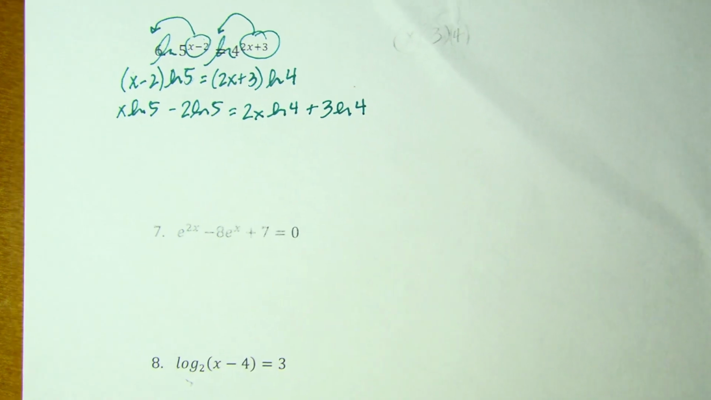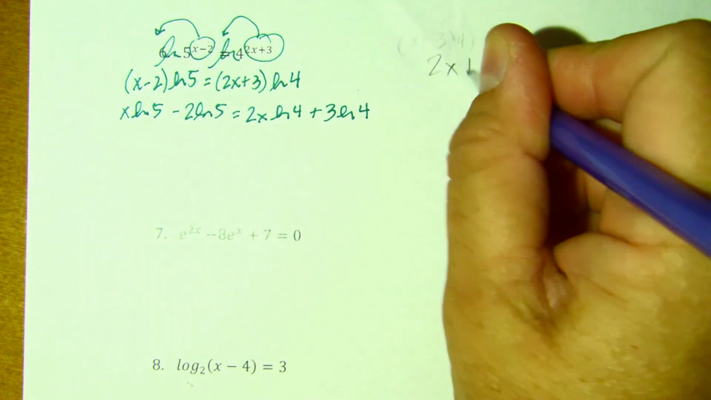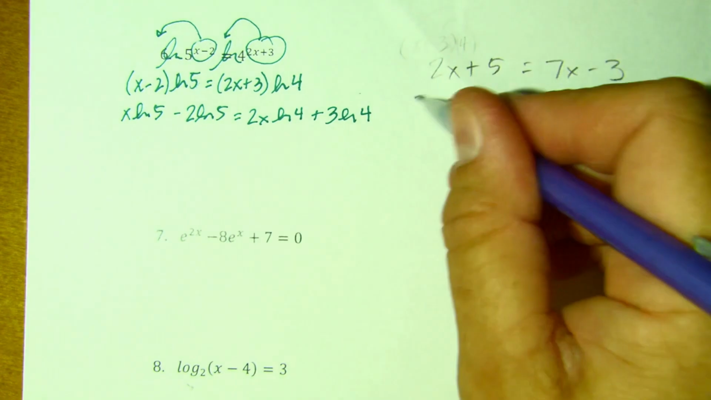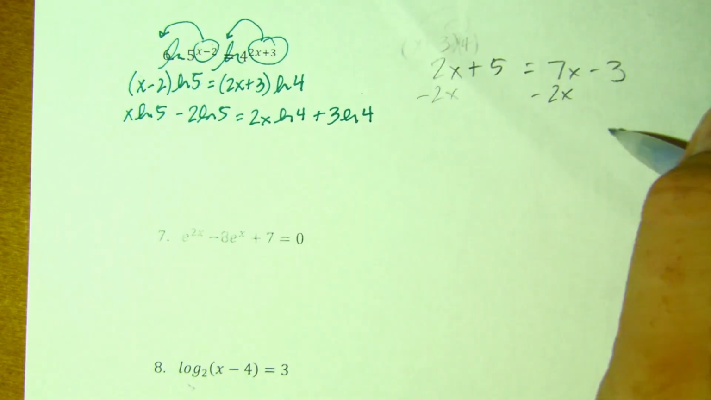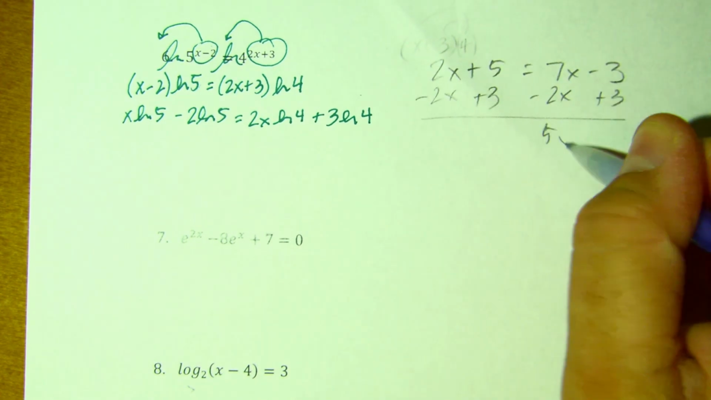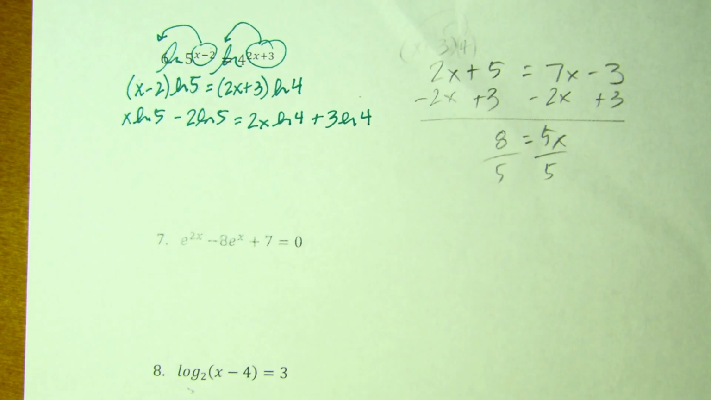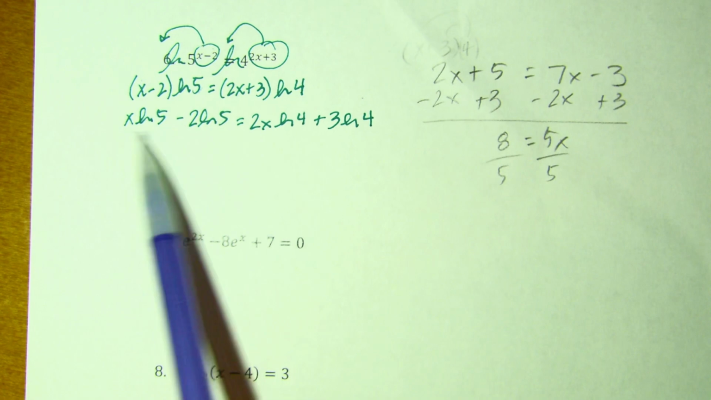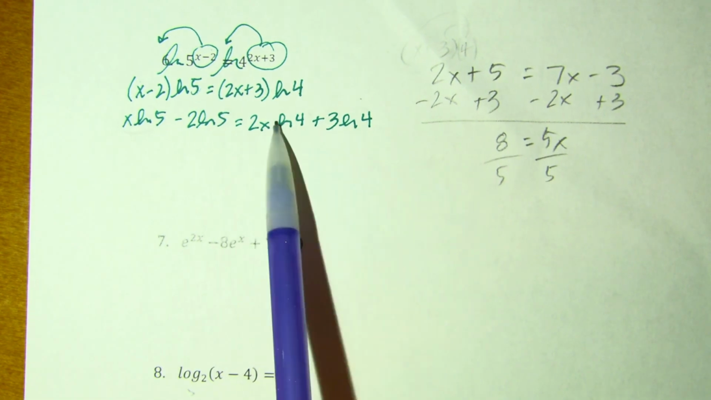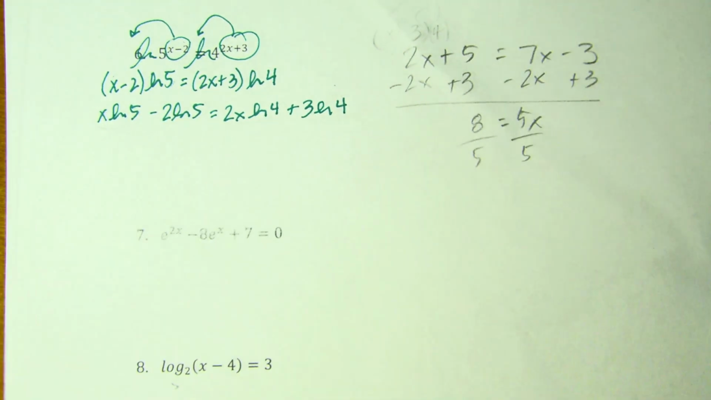Now, if I had an equation where I had x's and numbers on both sides, let's say I have something like 2x plus 5 equals 7x minus 3. What I would do is I would try to get all my x's on one side, and I'd try to get all my numbers on the other side, and I'd have 5x over here, and I'd have 8 over here, and I'd divide by 5. So that's essentially what we have here. I have a term with an x, I have just a number. I have a term with an x, I have just a number. So I'm going to try and get all the terms with x's on one side and all the terms with just numbers on the other side.